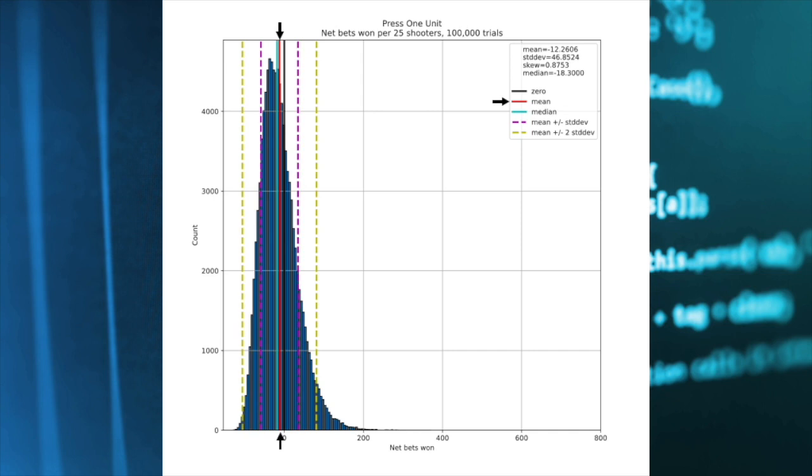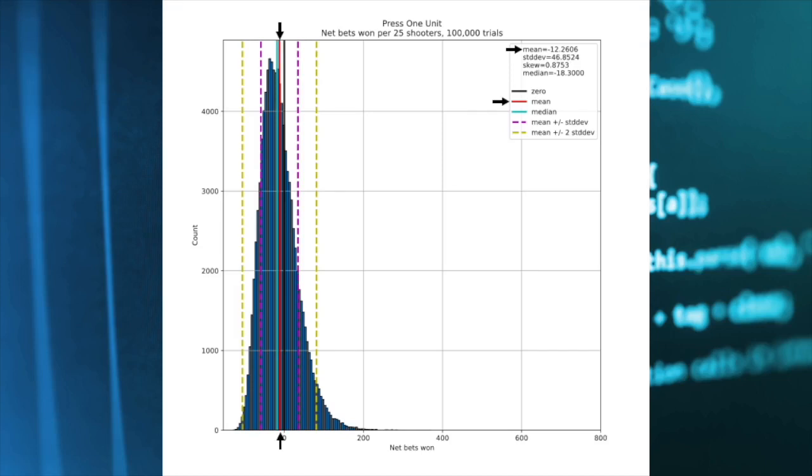The mean value for this strategy is about minus 12.2 bets, or minus $122. That's not too bad. Remember, you're putting $64 at risk 25 times, so a loss of $122 is manageable. Keep in mind that craps is a negative expectation game, so any strategy is going to lose money over the long run, unless you can control the dice, but that's the subject of another video. Maybe we'll do that next.